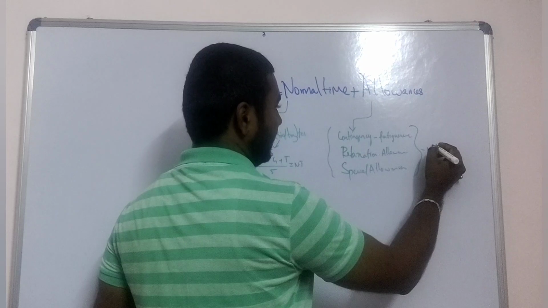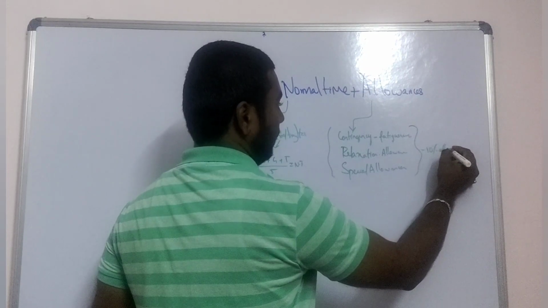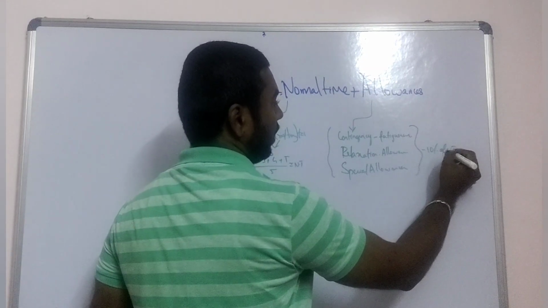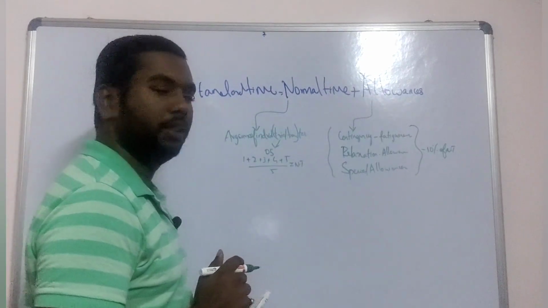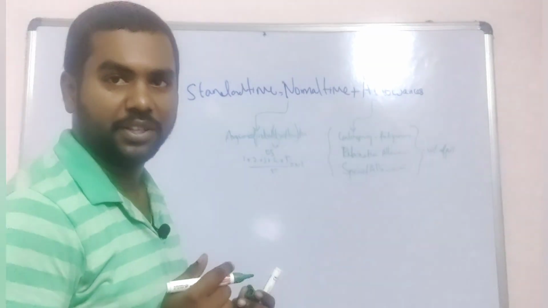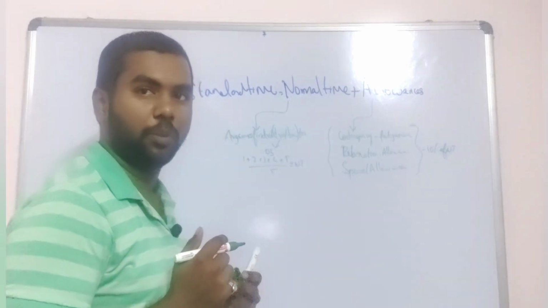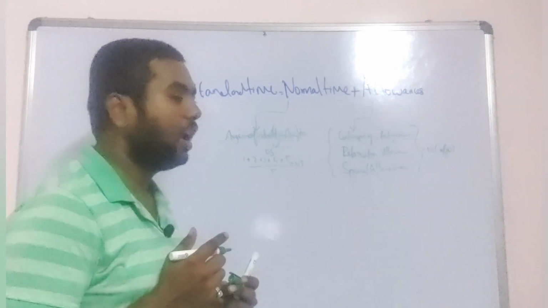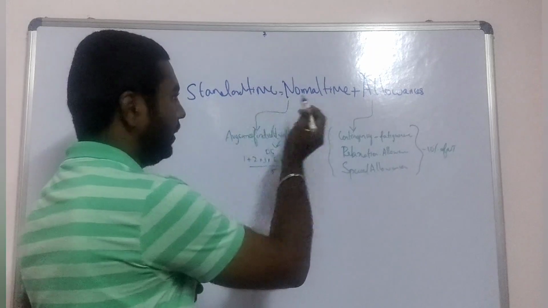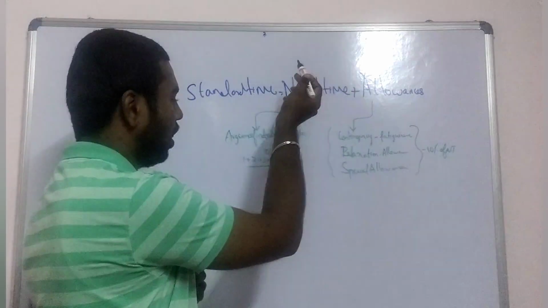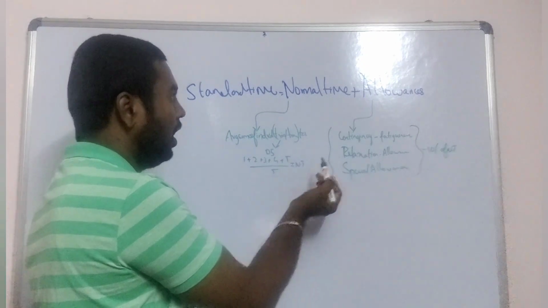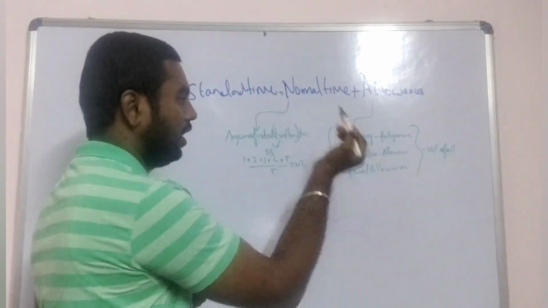For example, 10 percent of normal time or 15 percent of normal time will be the allowance time. Likewise, the organization will decide based on the nature of the work and the production process, and accordingly this will be taken. So now standard time is equal to normal time plus allowances. How to calculate normal time has been told, and allowances have been covered.